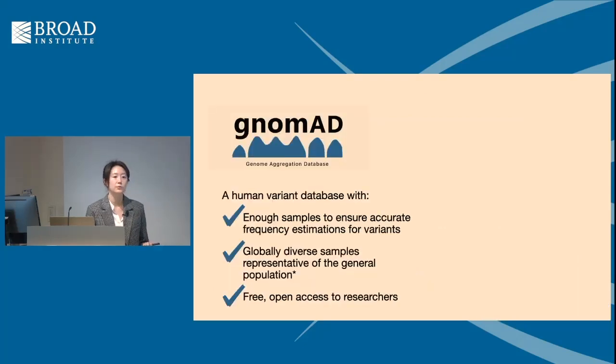And so with that, we created the Genome Aggregation Database to check off these boxes. So gnomAD is a frequency database that has enough samples to ensure accurate frequency estimations, that has globally diverse samples, but I will note that the project, like the field as a whole, has room to improve in this space. And importantly, gnomAD is free and open access, not just to researchers, but to anyone that has internet access.